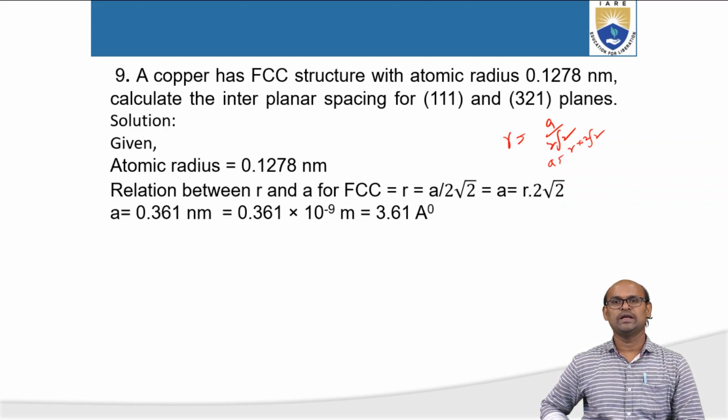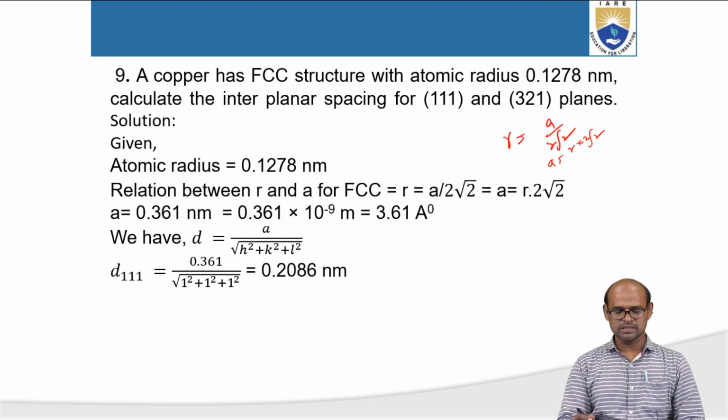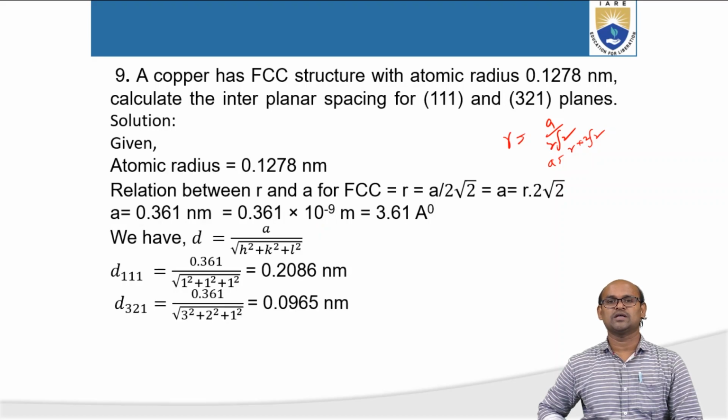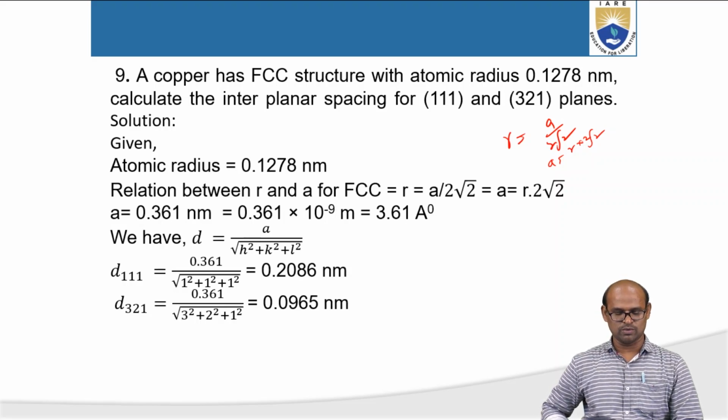Once you calculate A, then substitute in the interplanar spacing equation, d is equal to A by square root h square plus k square plus l square. By substituting the value of R, 0.1278 nanometers, we get A is equal to 0.361 nanometers. 1 nanometer is 10 power minus 9 meters, so that is 3.61 angstroms. Substitute the values in the equation for interplanar spacing, and we will end up with different values for different planes: 0.2 nanometers for the 111 planes, and for the 321 planes, it is 0.09 angstroms.